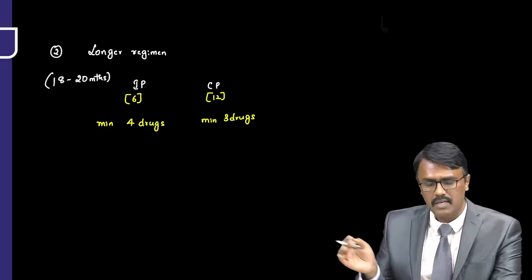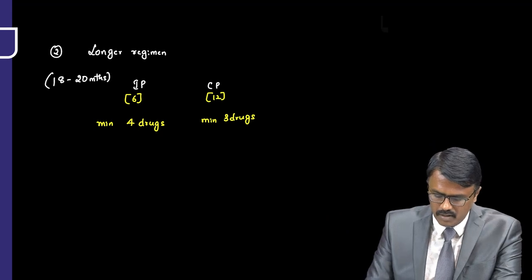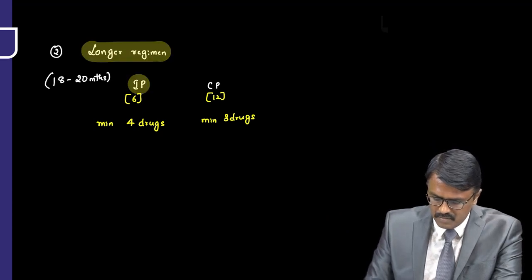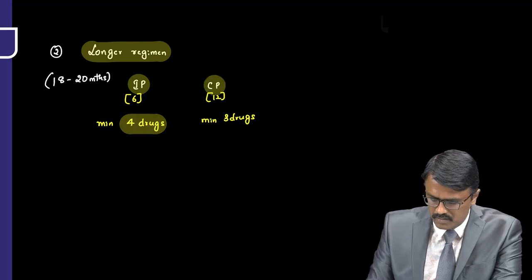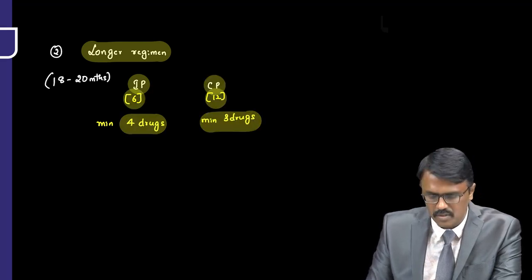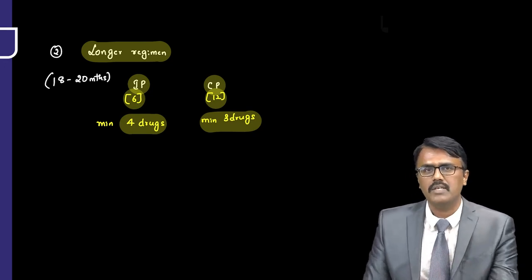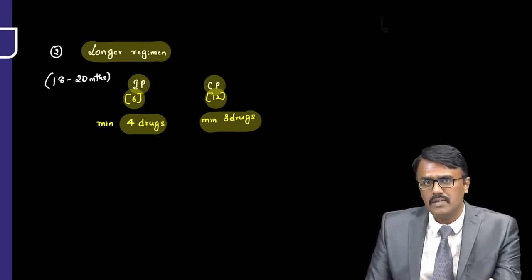That is how we manage XDR-TB, and also MDR-TB, with the longer regimen. Intensive phase minimum 4 drugs, continuous phase minimum 3 drugs, the duration 6 to 12 months. That is how we manage MDR-TB, that is the longer regimen. So the same regimen can be applied for XDR-TB also.